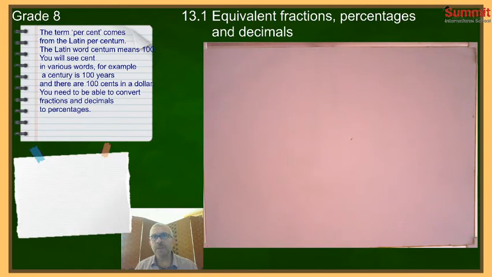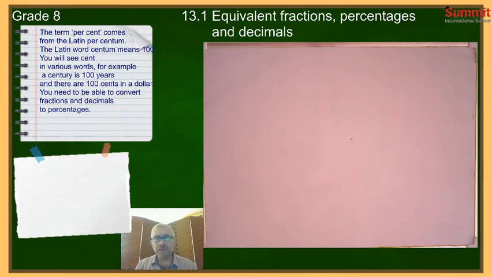What does it mean? The term percent comes from the Latin per centum. The Latin word centum means 100. You will see cent in various words. For example, a century means 100 years, and there are 100 cents in a dollar. You need to be able to convert fractions and decimals to percentage. Now I think we have enough base to understand this and to solve the next examples.